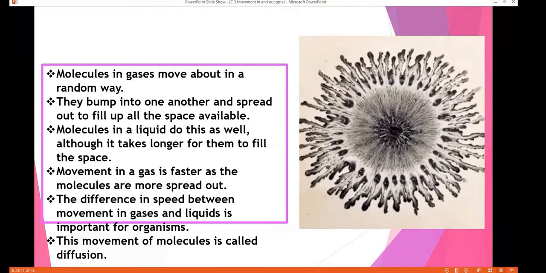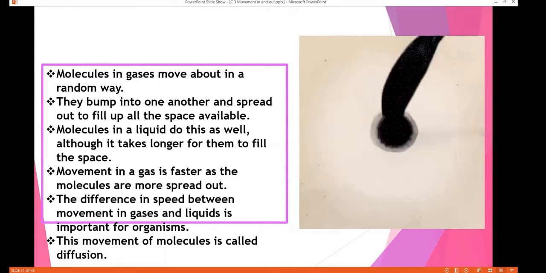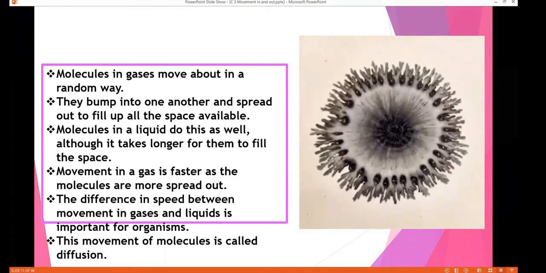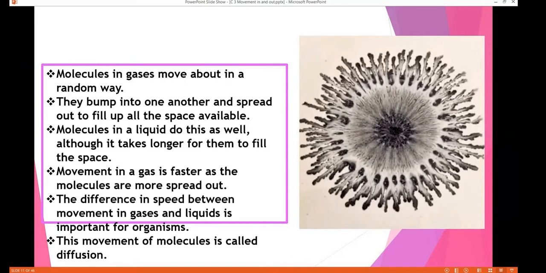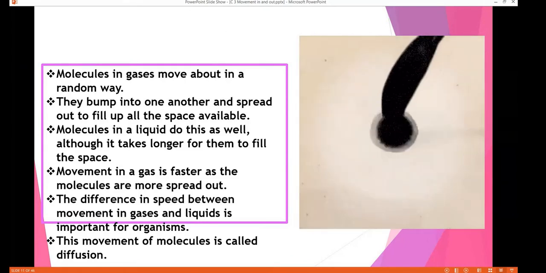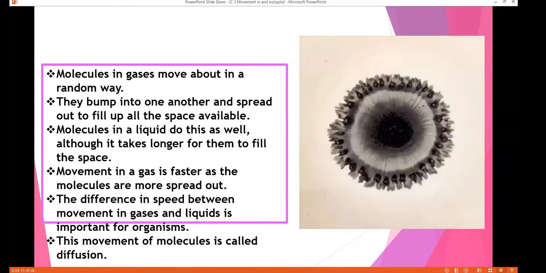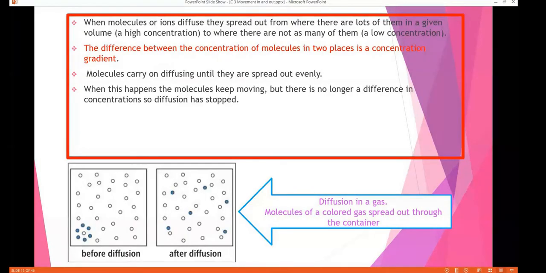Because molecules in the gas move faster, they spread out faster. So the difference in speed between the movement in gases and liquids is important for organisms. This movement of molecules is known as diffusion, as you can see on the screen. You can also see diffusion being explained over here, diffusion in gases. This is how the gases are before diffusion.